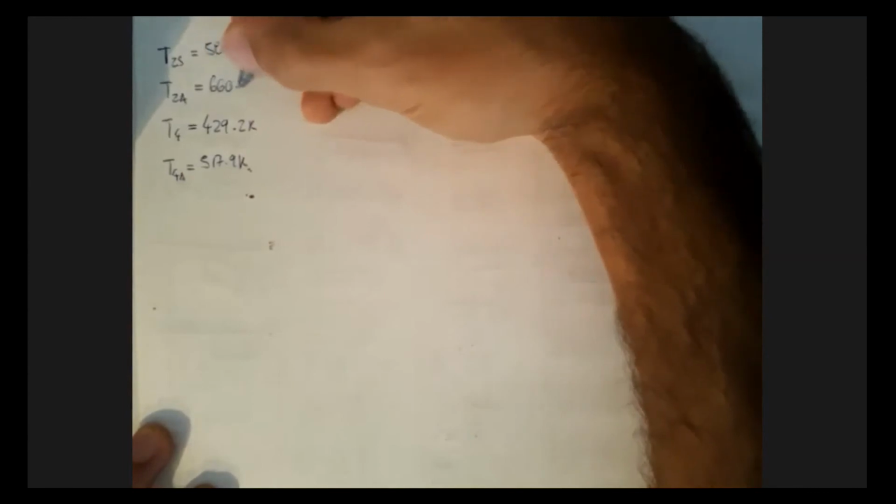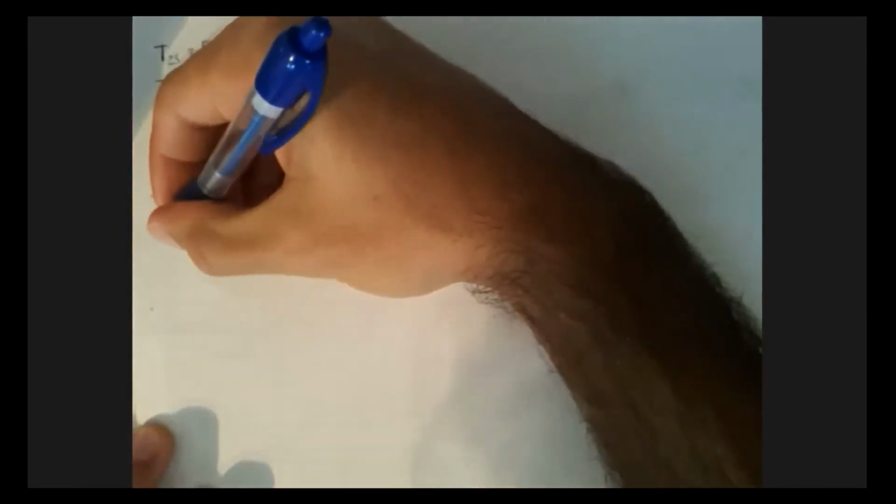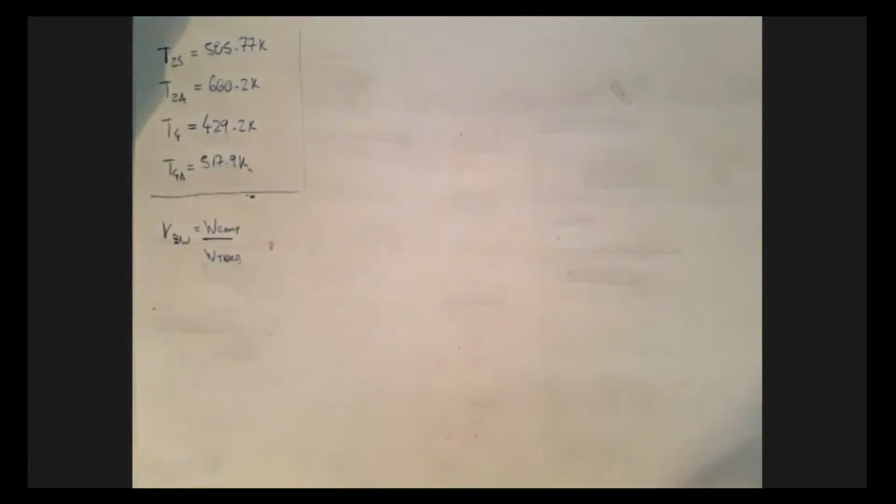660.2. All right, if you guys recall, what we're looking for is the backwork ratio, which is just the ratio between the compressor and the turbine. Okay, so let's go ahead and calculate the work now. Let's calculate the work for the things that we have. So let's start with the compressor, since we did the compressor first.